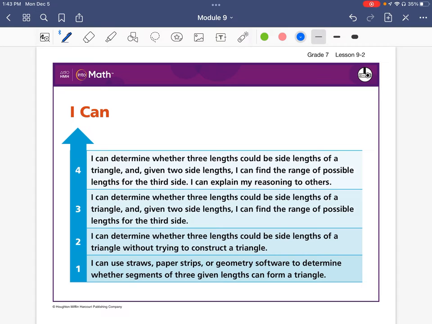Here is Grade 7, Module 9, Lesson 2. Our I can statement is: I can determine whether three lengths could be side lengths of a triangle, and given two side lengths, I can find the range of possible lengths for the third side.